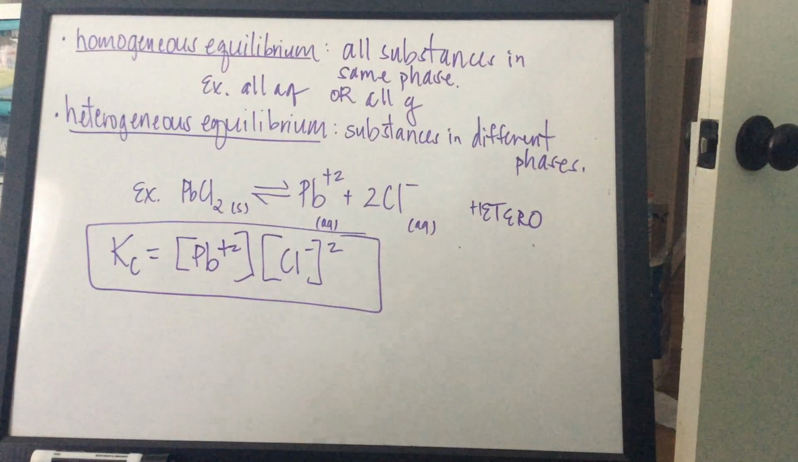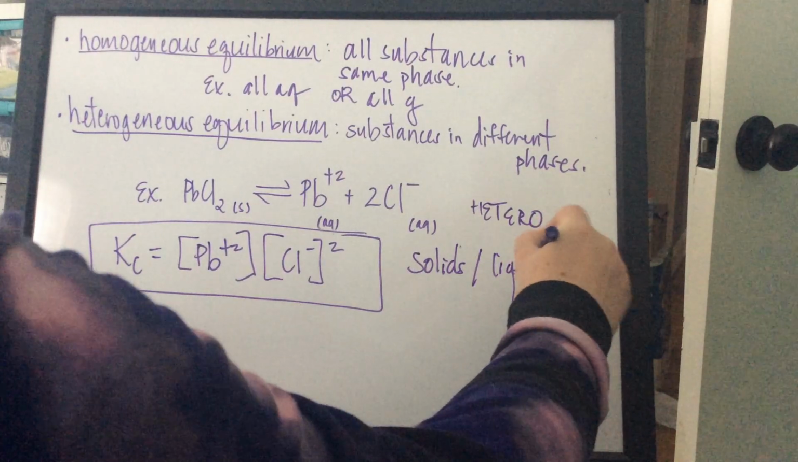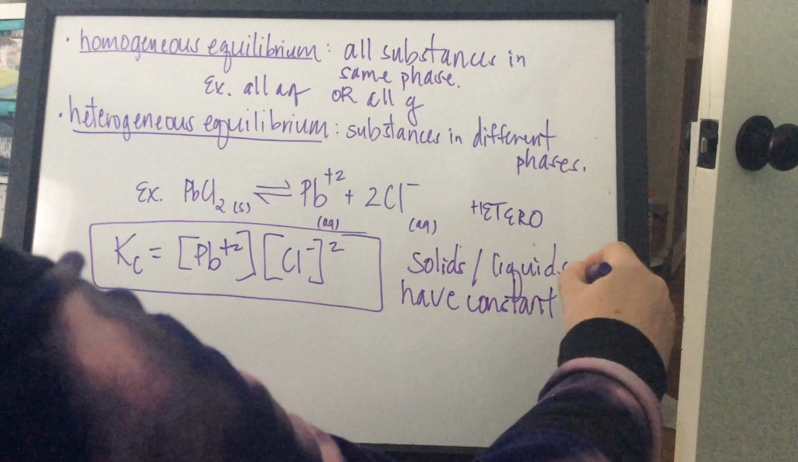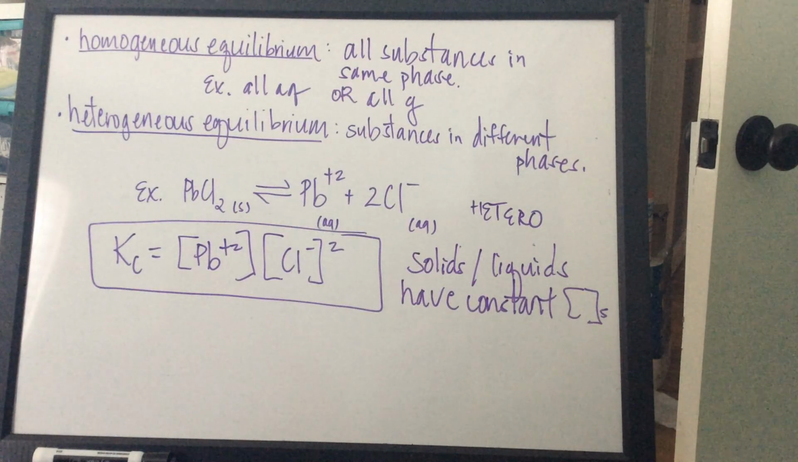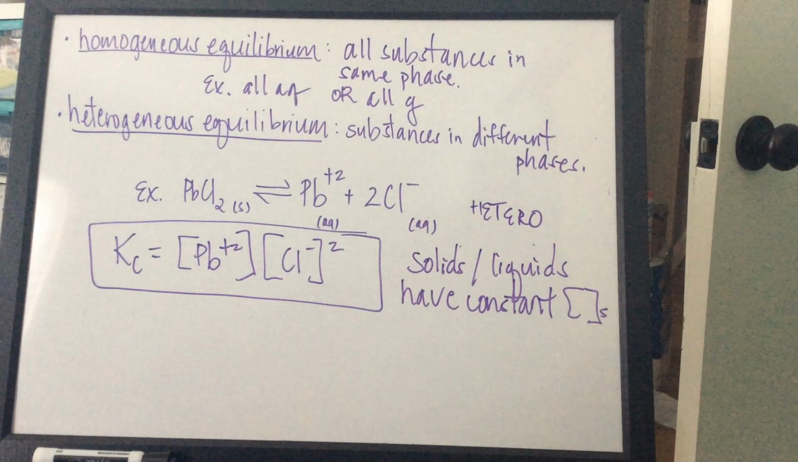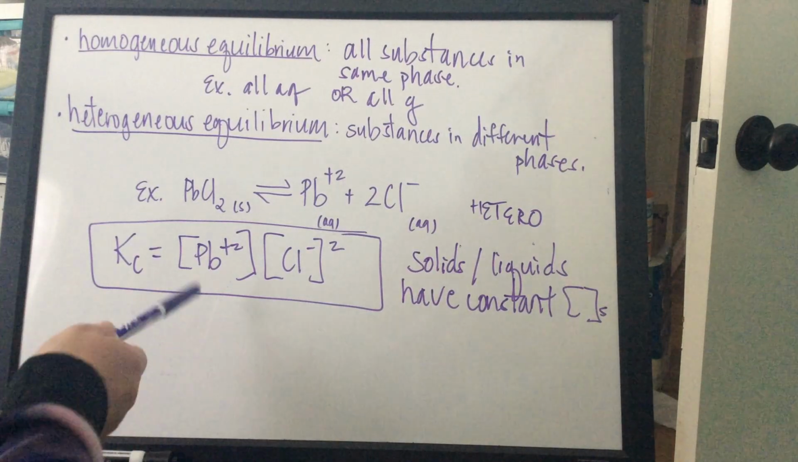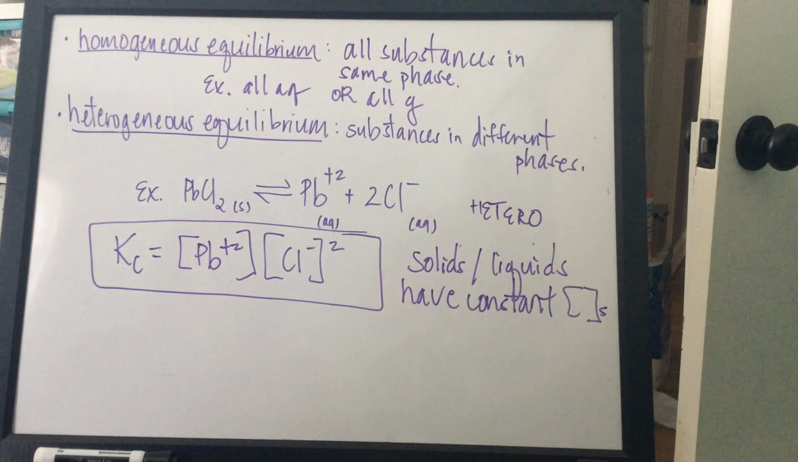And the reason for that is that solids and liquids pretty much have constant concentrations, meaning they're not really changing. And if they're not really changing, then they're not represented in a Kc expression. There's kind of more to that story, but that's the simple takeaway. So we could calculate a Kc value for this reaction if you knew the concentration of the lead ion and the concentration of the chloride ion, and then you would just plug them in.